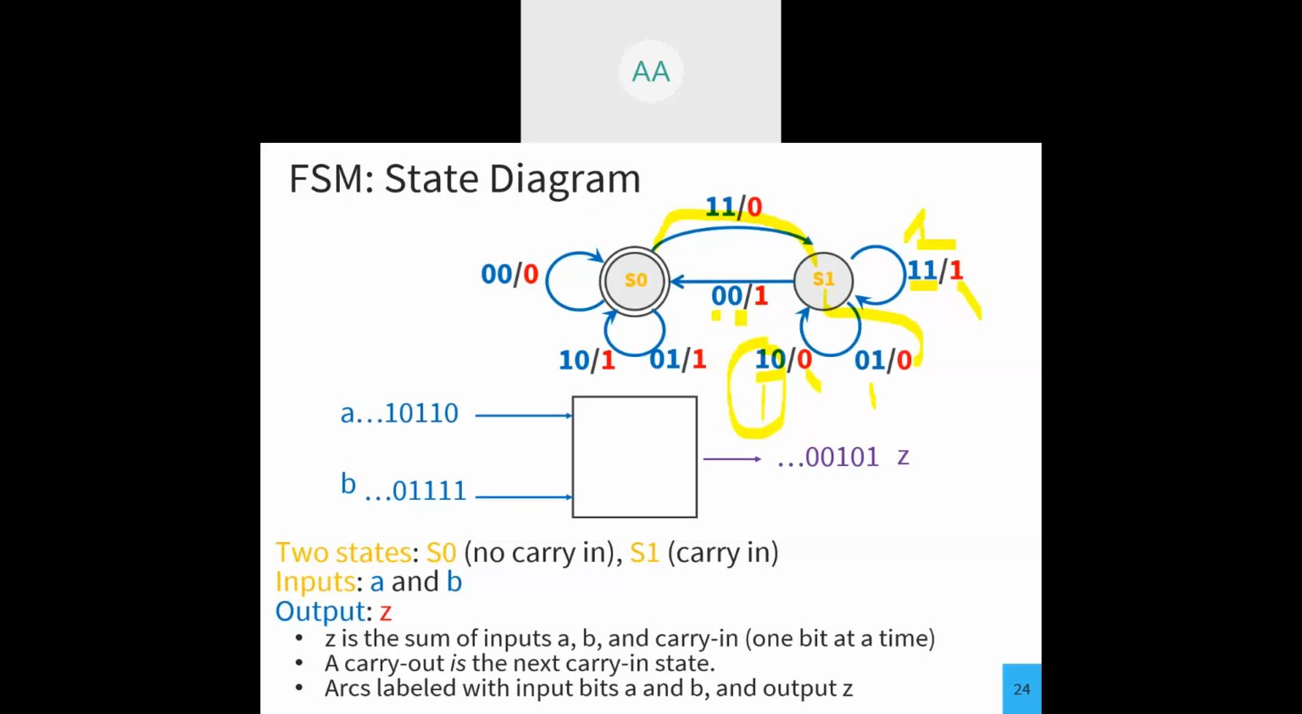But if both of the inputs are 0 0, the output will be 1 since we had a carry 1. And for the next state, the output is Z equals 1, carry is 0. So we need to go to S0 from S1. So there is a transition. So this is the state diagram for a finite state machine when we are doing this serial adder.